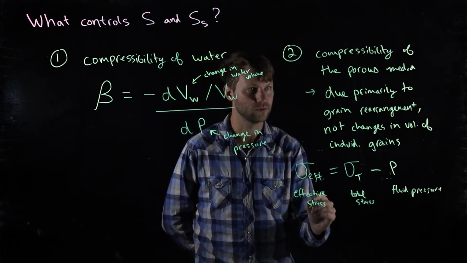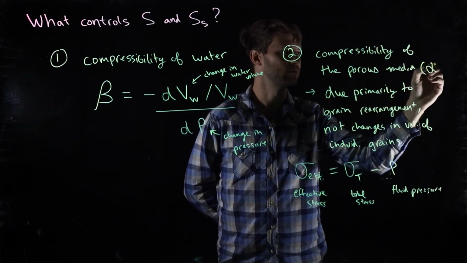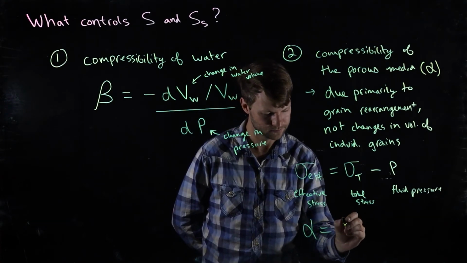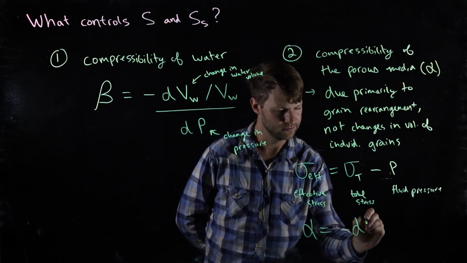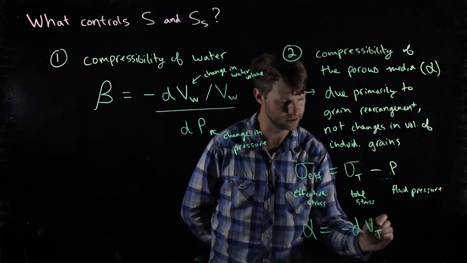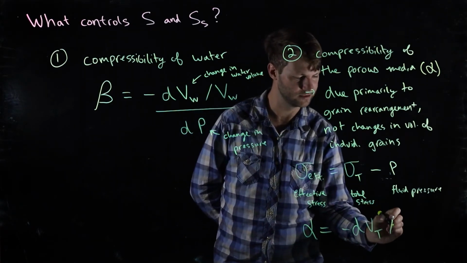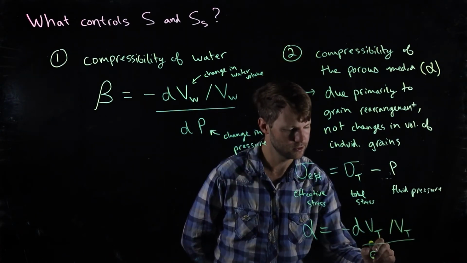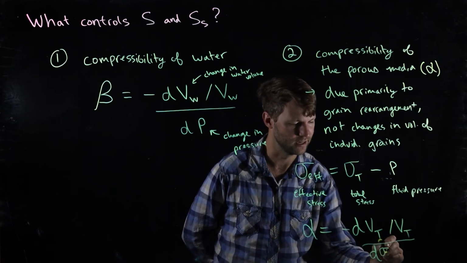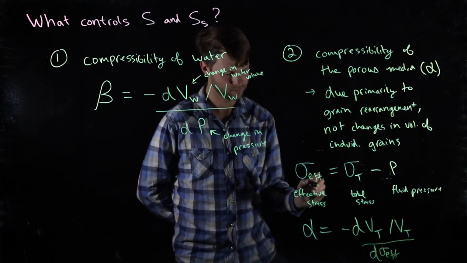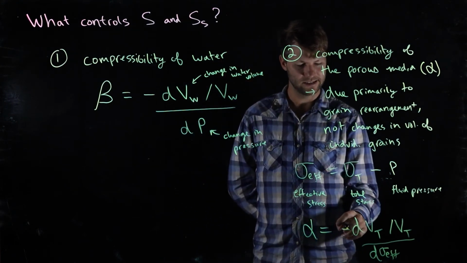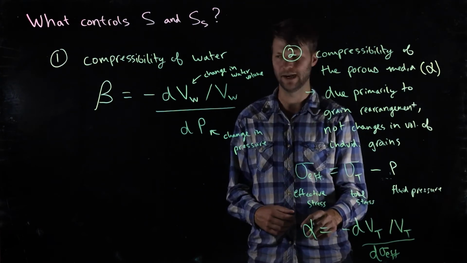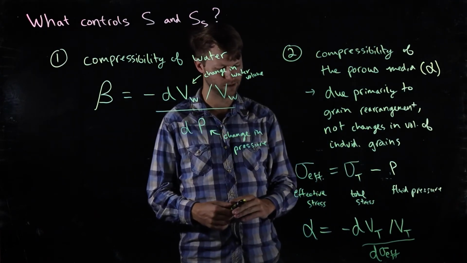And so the compressibility of the porous media, which we started talking about here, is defined as this term alpha, equal to negative dVt, where this is the total volume, not just the volume of the water. It's a change in volume per change in effective stress. And again, this negative sign is here just because usually we need this term alpha to be positive, and we like this term beta to be positive as well.